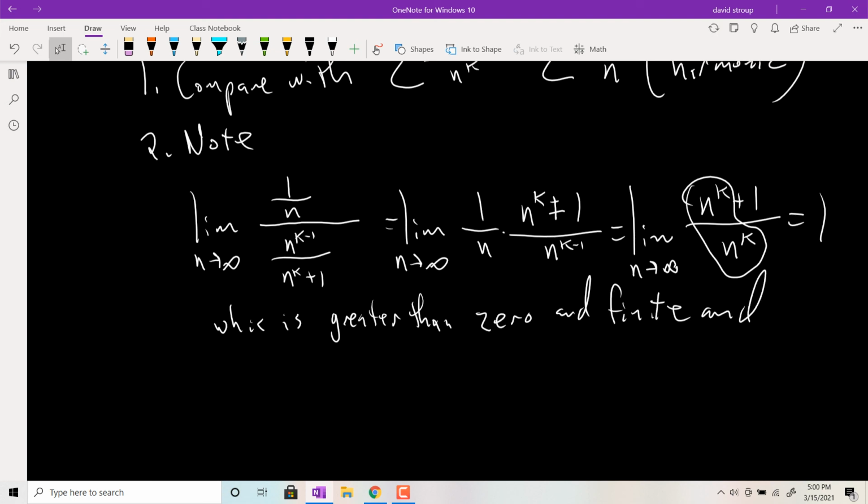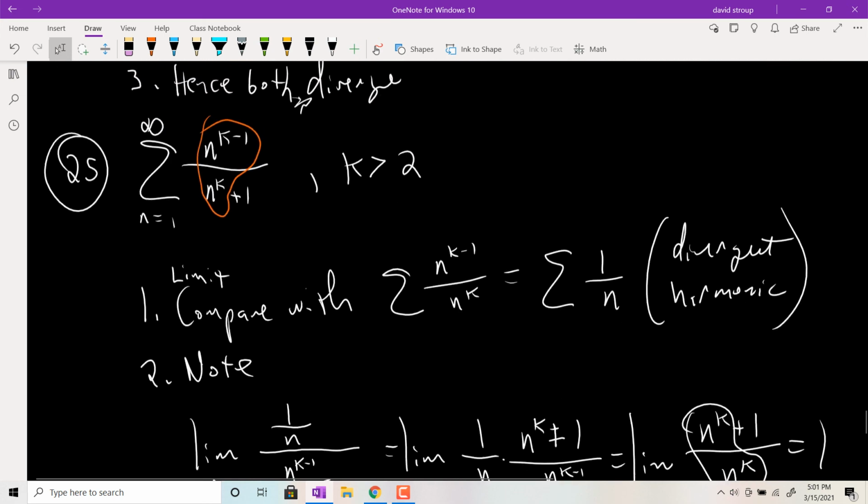And hence 3, both series diverge again. Let me just find one where they don't necessarily both. So I want to see a different example.